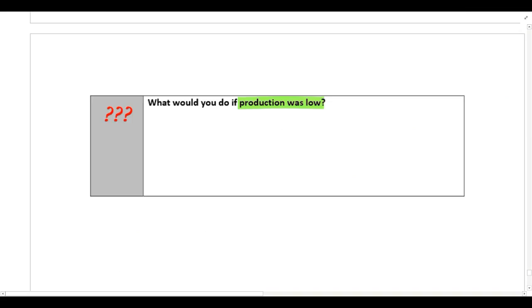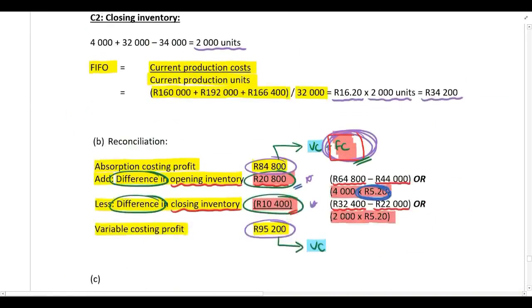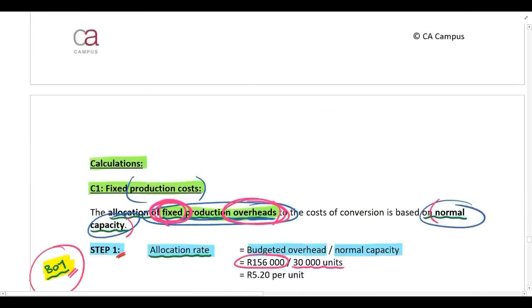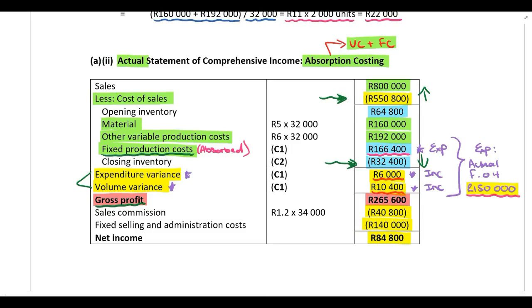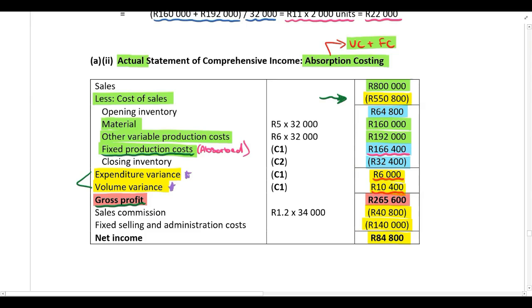Now, I just want you to go back to our example so that you can understand this properly. If we look at our absorption costing statement over here, in this example, actual production was higher than normal capacity. Normal capacity was 30,000 units, actual production was 32,000 units. So because we actually produced more than our normal capacity, we have a favorable volume variance over here. And remember, because it's a favorable variance, it gets added back to our profit as income.